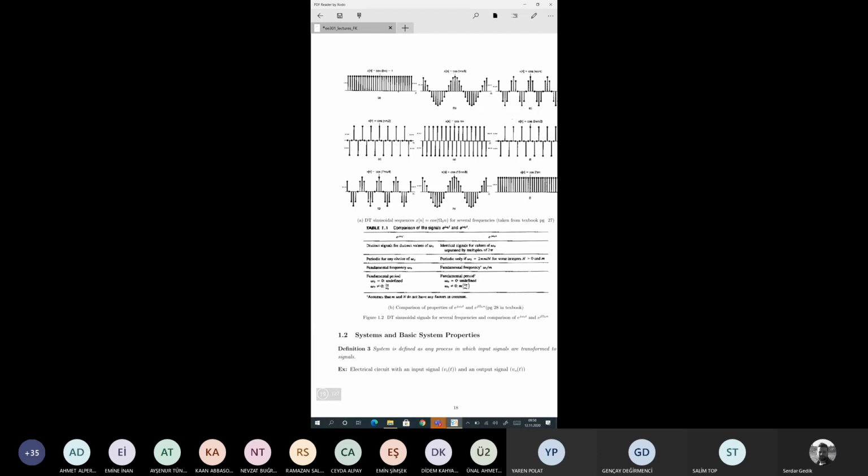Well, these are some examples for x of n. So please review them as an exercise.